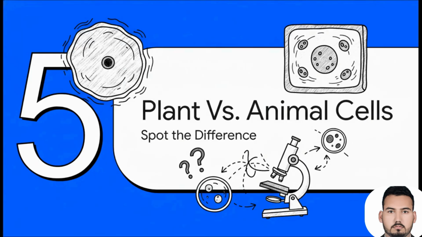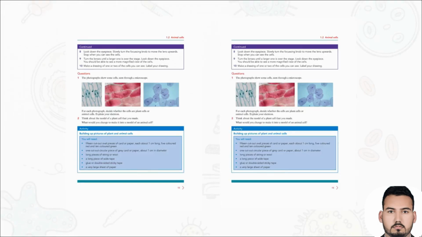Next up, Section 5, Plant versus Animal Cells. Let's spot the difference. Check out this visual comparison. On the left side, we've got a magnified view of plant cells. Notice how they look almost like a brick wall? They are super tightly packed, very geometric, and incredibly rigid.